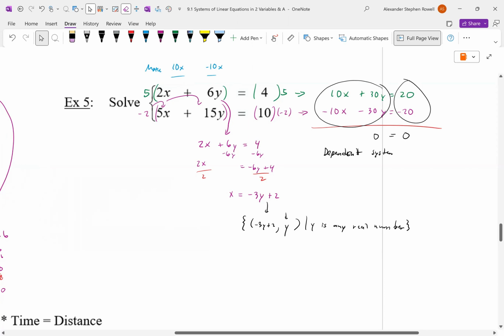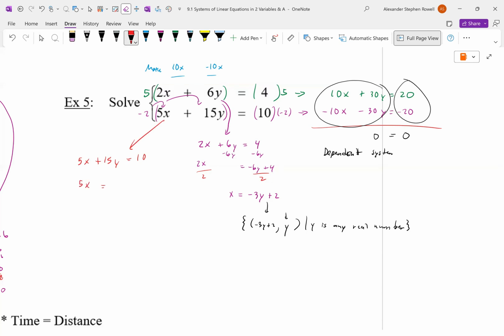How do I check my answer if it's dependent? Right, I can't plug in solutions now. So these should be exactly the same. You could solve them both for x and check that you get the same exact equation. That would be another way to double check. So if you really want to be extra careful here, 5x plus 15y is equal to 10. We could subtract 15y from both sides. 5x is equal to negative 15y plus 10, so x is equal to negative 3y plus 2. Yeah, they're the same line.